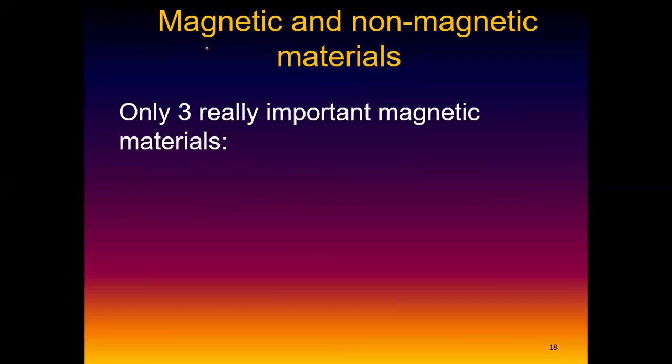So there are magnetic materials and there are non-magnetic materials. Only three really important magnetic materials are as follows. Let's see. Important magnetic materials: it's iron, nickel, and cobalt. Right? So tomorrow go educate your friends and tell them that these are magnetic materials. Iron can get easily attracted to magnet. Nickel and cobalt, they can also get easily attracted to magnet.